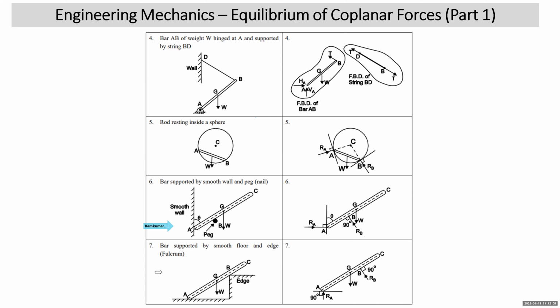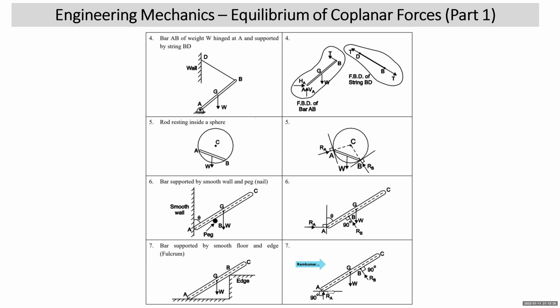Now we come to the next example where we have a bar or beam which is resting on the smooth horizontal floor, and it is supported by the edge. Edge means it is also called as fulcrum. What is called as fulcrum? Now you can see that on the right side, you can see the free body diagrams.